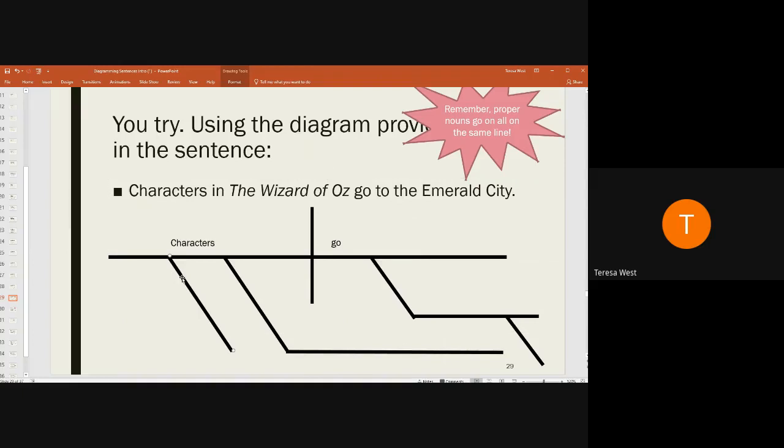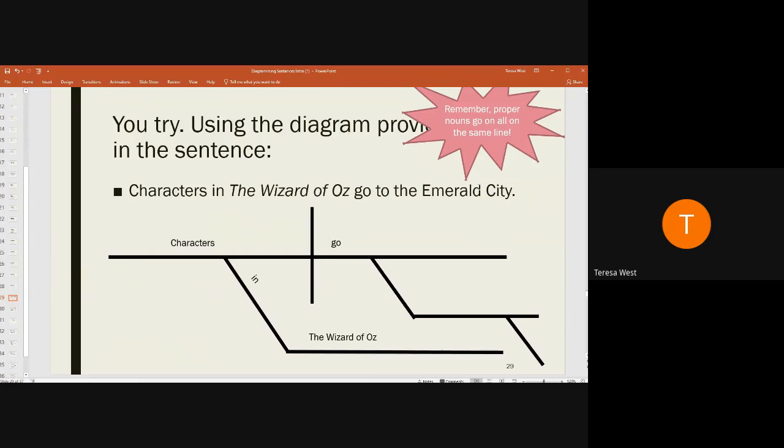This line actually shouldn't be here. So let's get that out of the way. Characters in the Wizard of Oz. So in is going to go on our diagonal as a prepositional phrase. If you notice here in the corner, remember proper nouns go on all the same line. So a proper noun I see is the Wizard of Oz. It's proper because it's the title of a book and a movie. The Wizard of Oz is our proper noun. That's part of the prepositional phrase. So characters in the Wizard of Oz go.